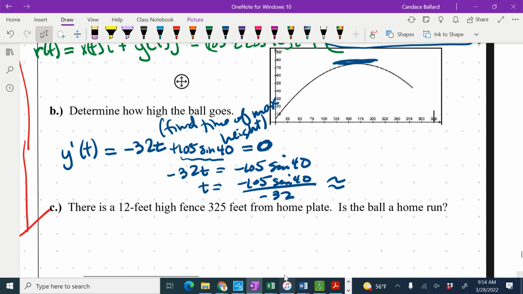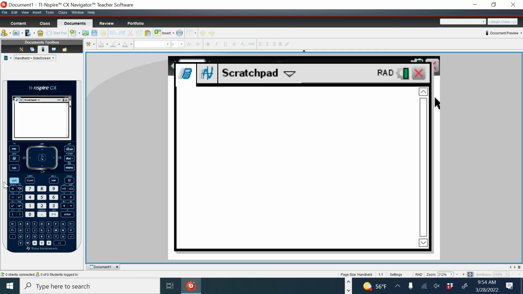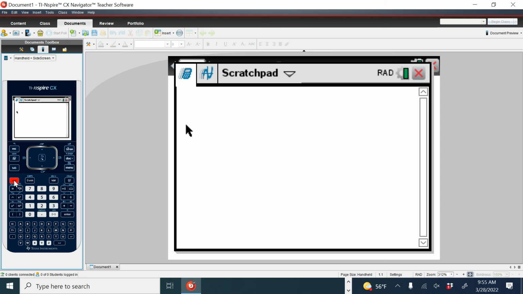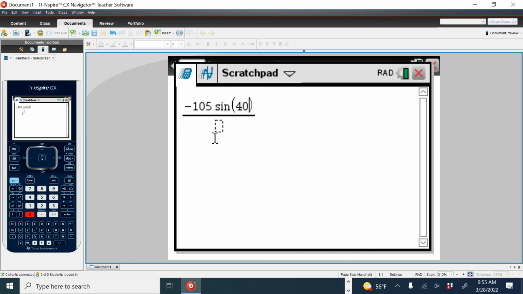Let's see what time our slope is at a maximum here. Okay, so let's go ahead and put this into our calculator. I don't have to put it in the graph, I guess. I could just do that right off of this page because we kind of solved everything for it. Make sure you're in radian mode. I'm going to do a control divide. It's negative 105 sine of 40, and then we're dividing by negative 32.